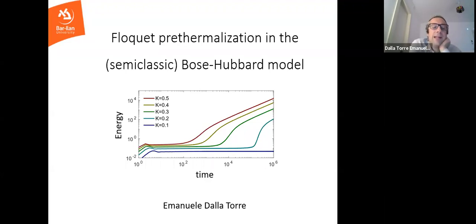This is a work related to time-dependent problems, and specifically periodically time-dependent problems.